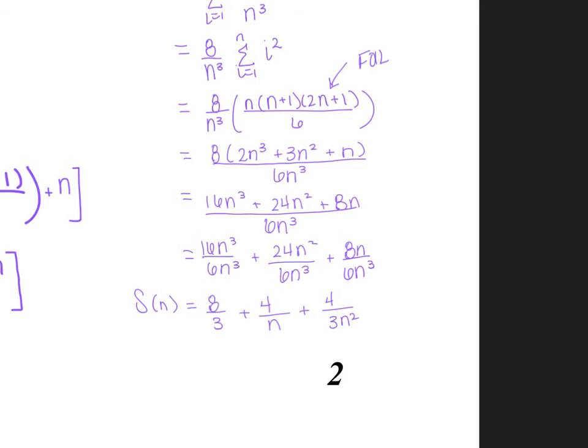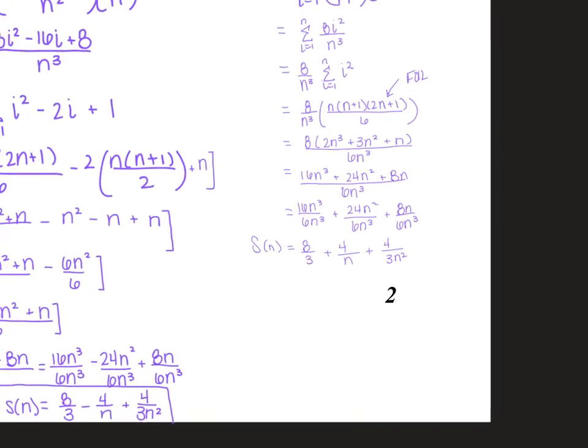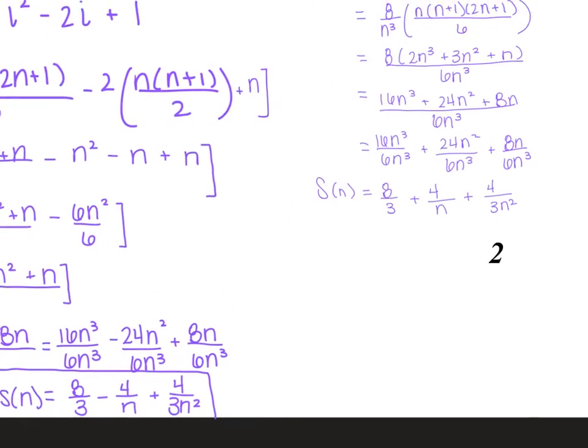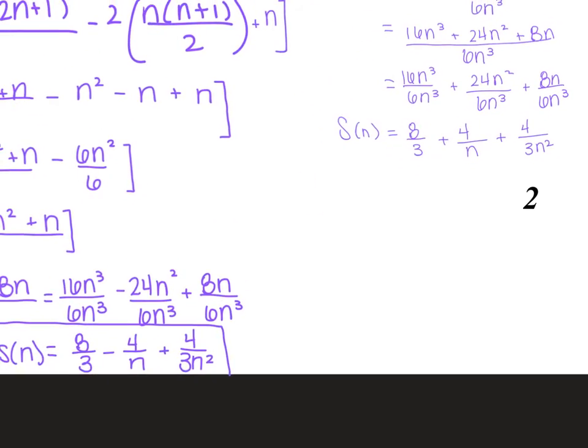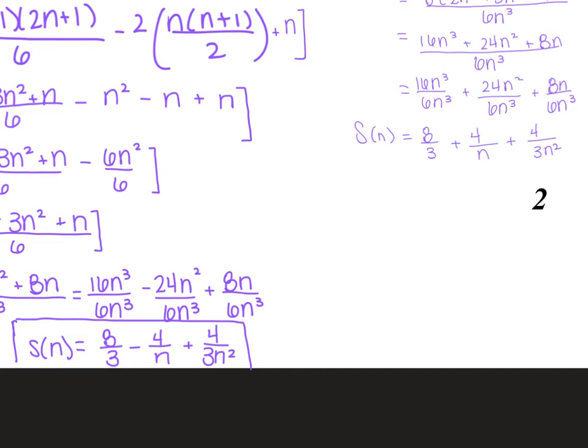Now you'll notice that it does look similar. I don't think you did something wrong if it looks similar, but they are a little different. Our lower sum, our little s of n, has a minus 4 over n, and the rest are the same. Up here we have a plus 4 over n, and the rest are the same. So they are different. They're both your sums. So this was our upper sum.